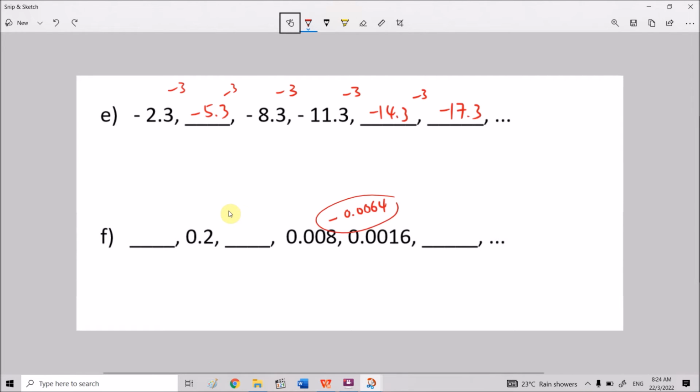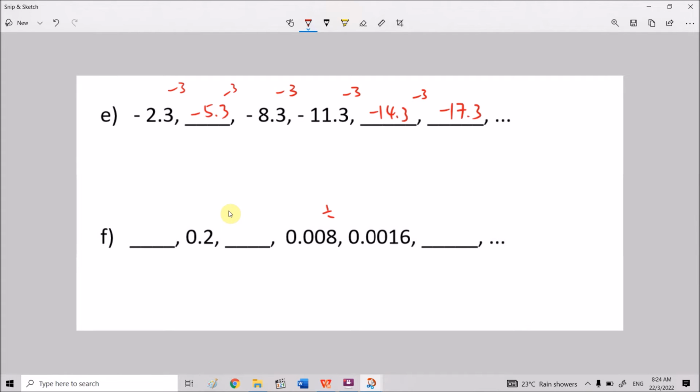So we need to try to see whether this is correct or not. We take 0.2 minus 0.0064, you get 0.1936. And you take this minus 0.0064, you're supposed to get 0.1872, not 0.008. Hence, this is not the pattern. So if you cannot use subtraction here, we have to use division.